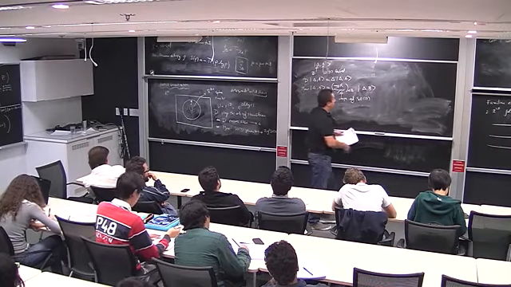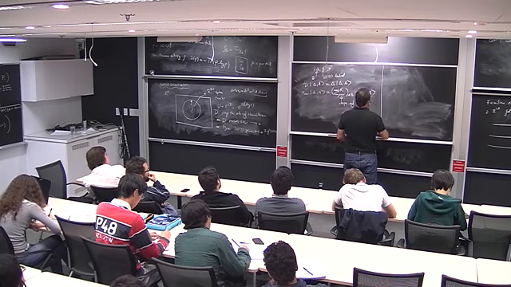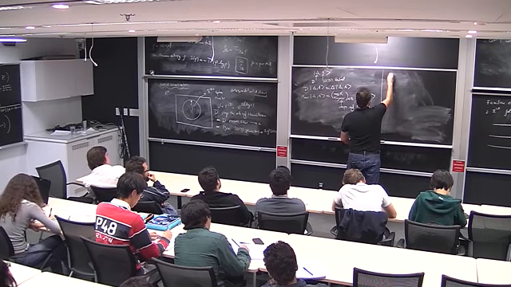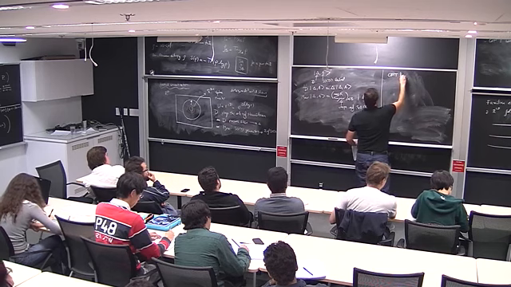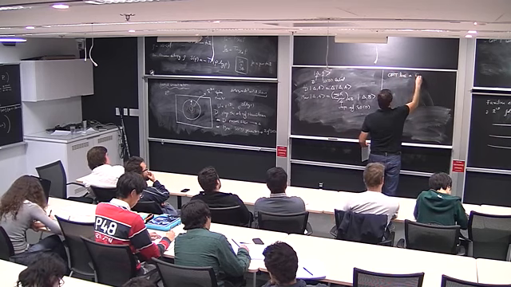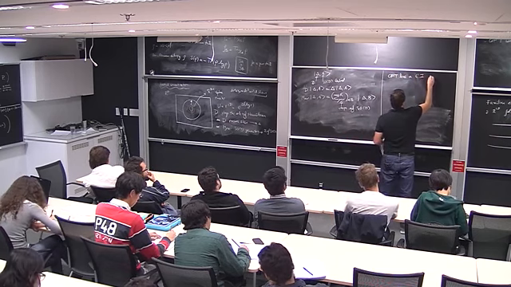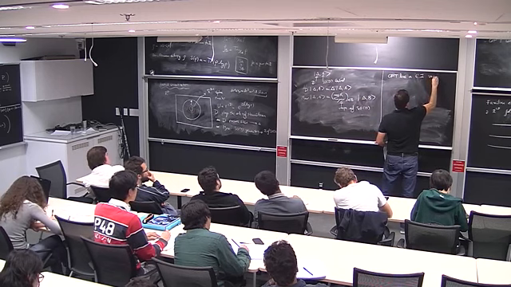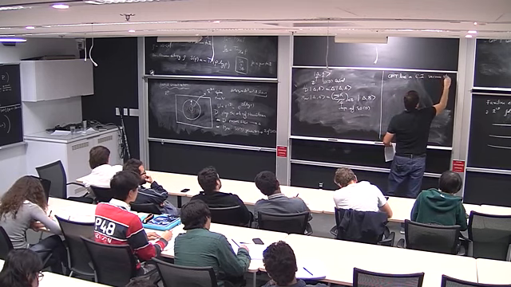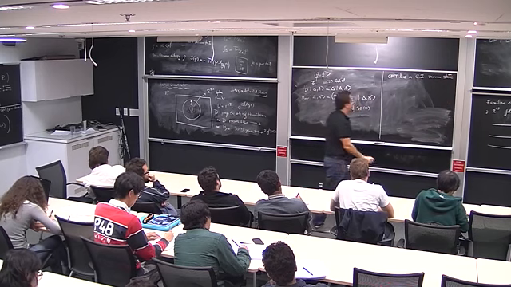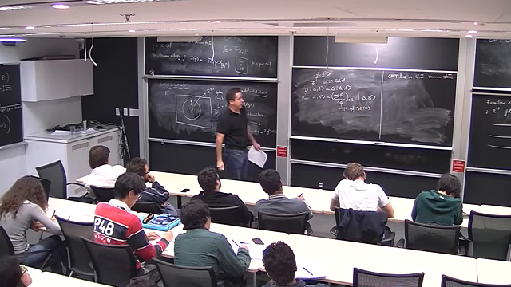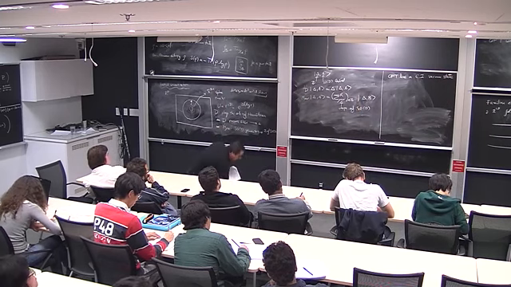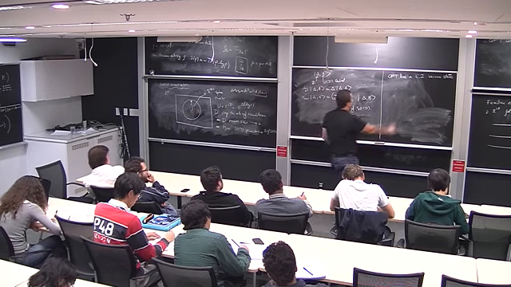Okay. So now in any CFT, there's a special state. There is a conformally invariant vacuum state. This is a state that is annihilated by all conformal generators. So in particular, it means that, let's call it 0.